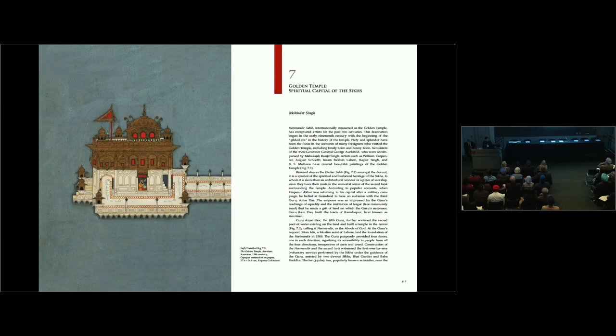Dr. Mohinder Singh's chapter then employs a beautiful selection of images of the Harmandir Sahib to discuss its architectural history and its spiritual significance to Sikhs worldwide.